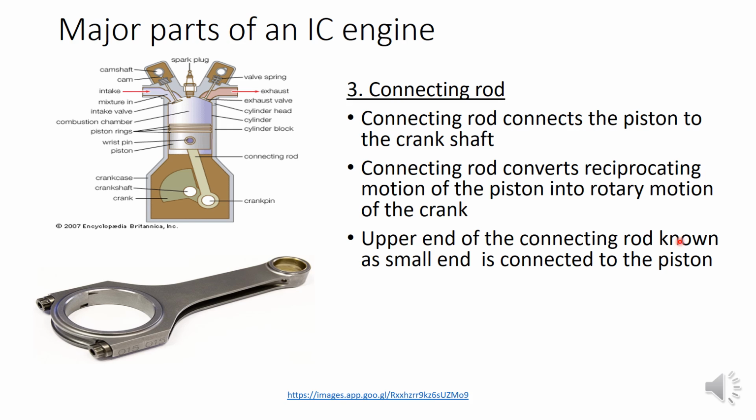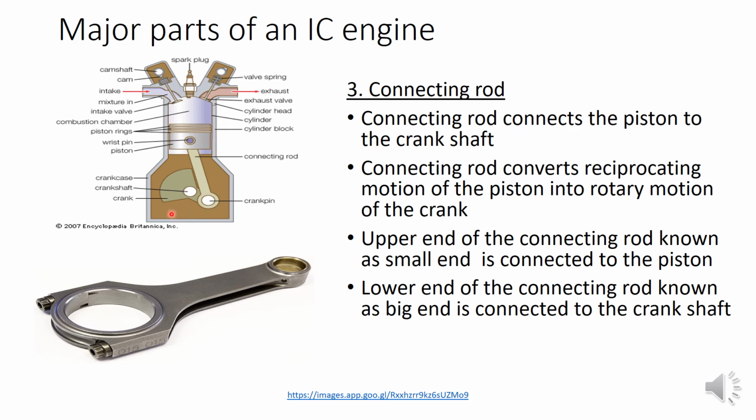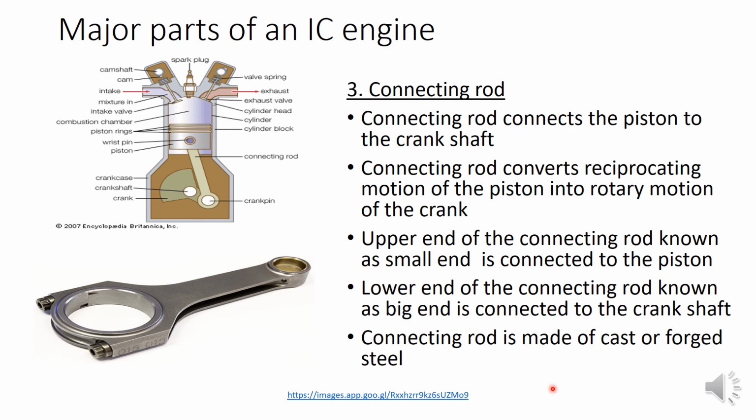And the upper end of the connecting rod is known as the small end. This is the small end, which is smaller in diameter, and the bottom or lower end is larger in diameter, this one here, and it is known as the big end. The small end is connected to the piston and the big end is connected to the crankshaft. And they are made of cast or forged steel. So the material used for manufacturing the connecting rod is cast steel or forged steel. So that is the role of the connecting rod in an IC engine.